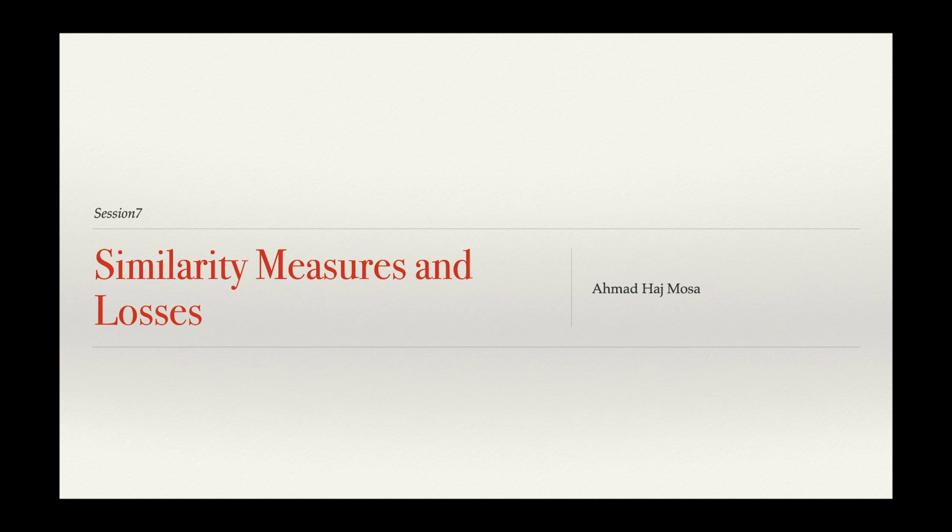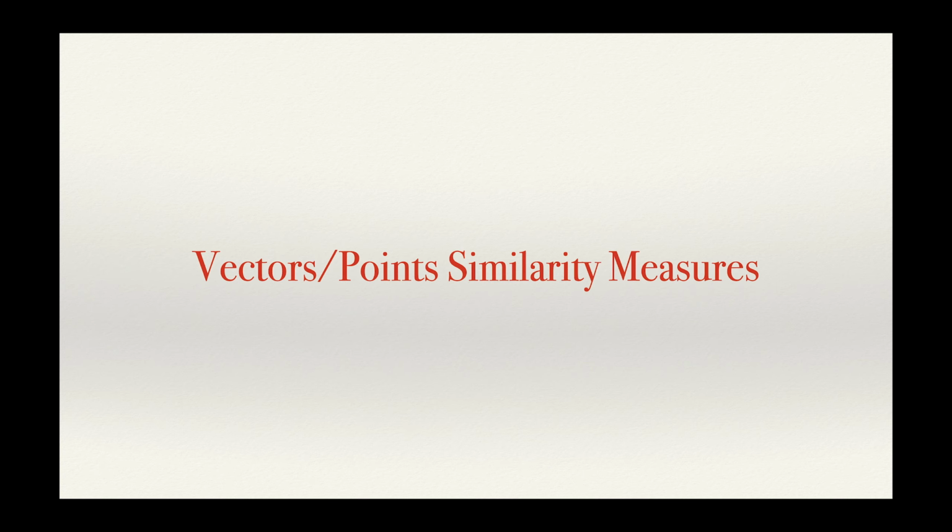Welcome everyone to part 7, or session 7. In this session, we'll talk about similarity measures and losses. We will see how similarity measures are actually the main functionality of neural networks, how neurons act as similarity functions, and also how we can use some similarity measures, or merely distribution similarity measures, as losses or cost functions.